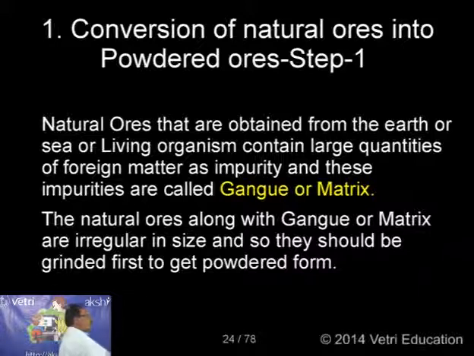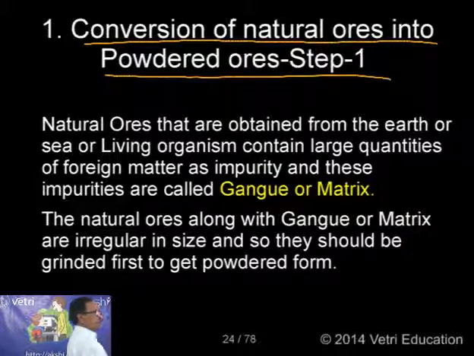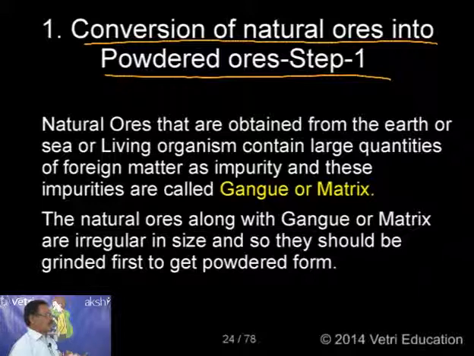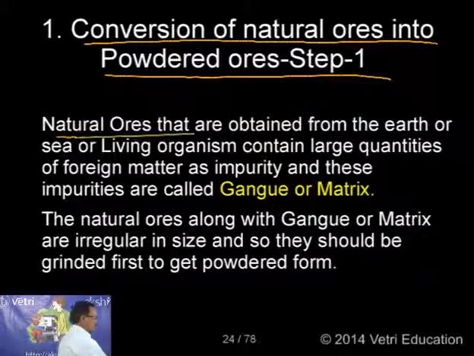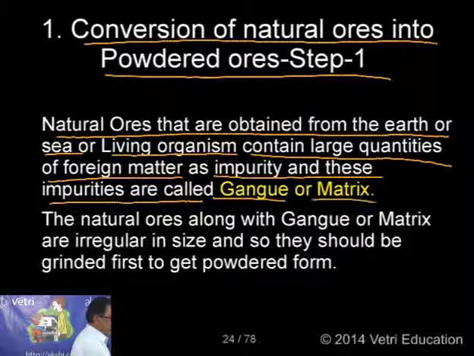That is conversion of natural ores into powdered ores. Step 1. I have already pointed out, normally we are getting naturally occurring minerals. It may be from the rock, even from the earth, from anything. So these natural ores obtained from air or sea or living organisms contain large quantities of foreign matter as impurity. And these impurities are called gangue or matrix.